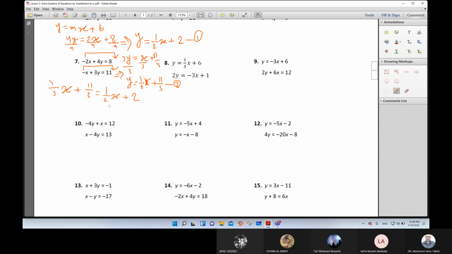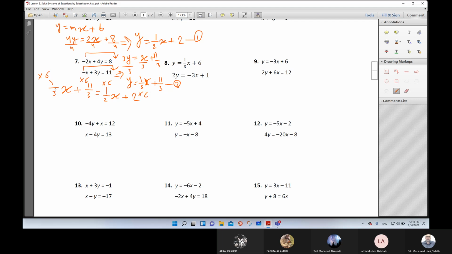Then we want to solve this equation. And here, as you see, we have a fraction, and here we have a fraction. We can remove the fractions. We can multiply the two sides by 6. Multiply here by 6, and here by 6, and here by 6, and here by 6.